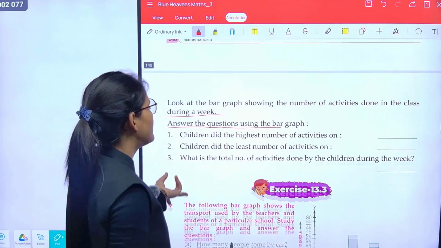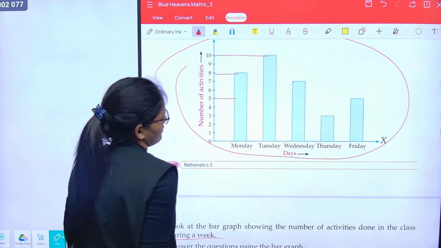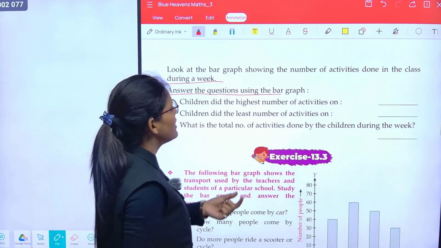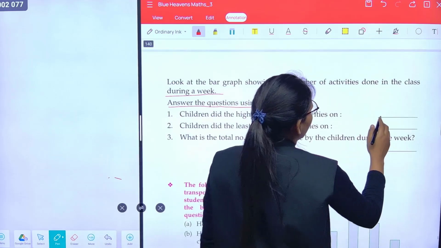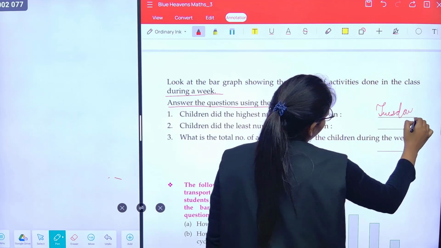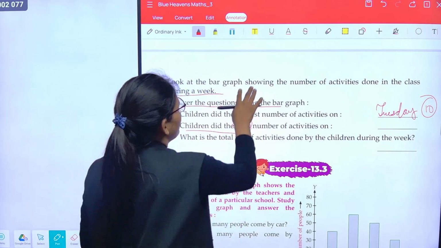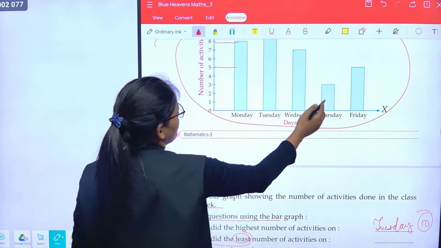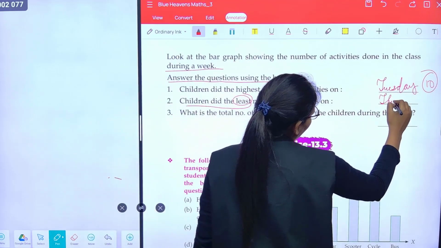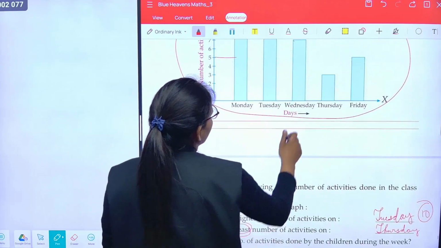On which day did they do the highest number of activities? Highest means 10, on Tuesday. This is the highest number of activities. On Tuesday they did 10 activities. Least number of activities, the lowest, means on Thursday they did the least. See, here is the least.